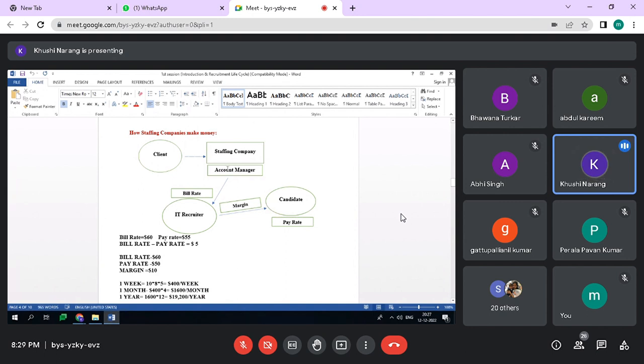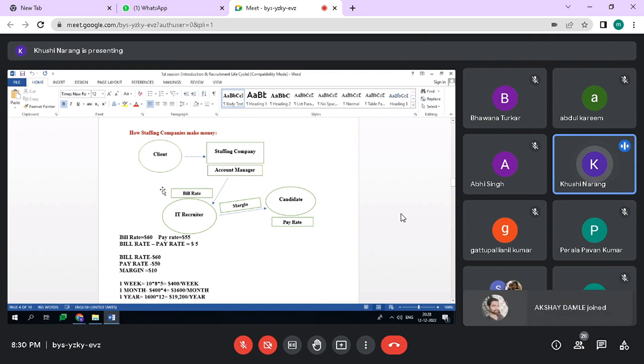Okay. So the staffing company shares the requirements with the account manager, the team leaders, and then the team leader shares the same requirement with you guys, as an IT recruiter, right? Your roles and responsibilities are to find the candidate for that client. After finding the candidate, submit the candidate to the client. This is the hierarchy of a US IT recruiter, right?